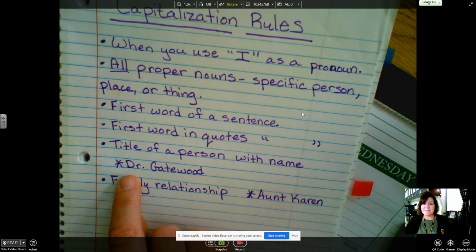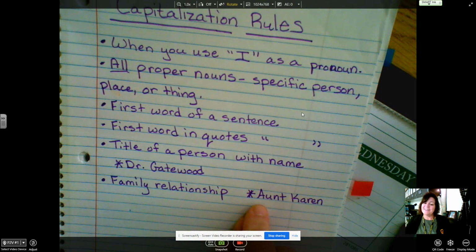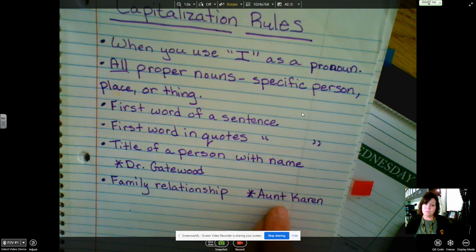So my example for my doctor was Dr. Gatewood. And then if you are using a name to show a family relationship, like if you're talking about your aunt and you're saying aunt with that person's name, like Aunt Karen, then you would capitalize it. But that's also a proper noun because it's a specific person.